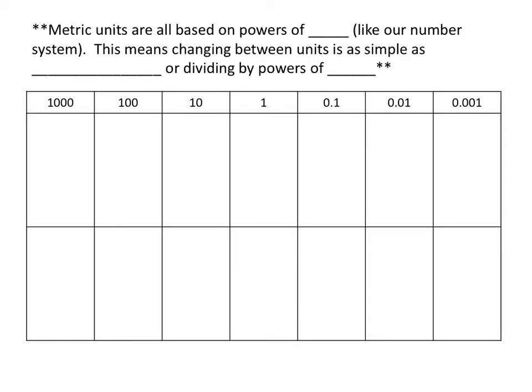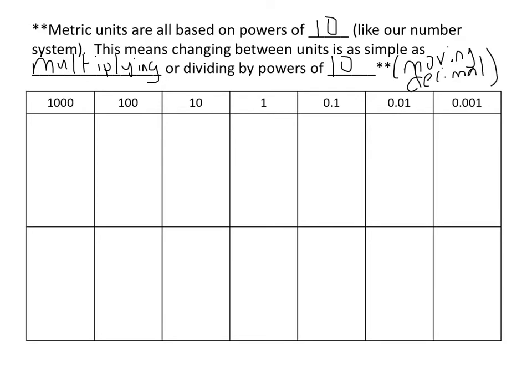The biggest thing to remember is that metric units are all based on powers of 10, basically like our number system, meaning that changing between units is as simple as multiplying or dividing by powers of 10 or moving the decimal place. So the big idea is every time we have a group of 10 in the metric system, we can regroup to the next unit.